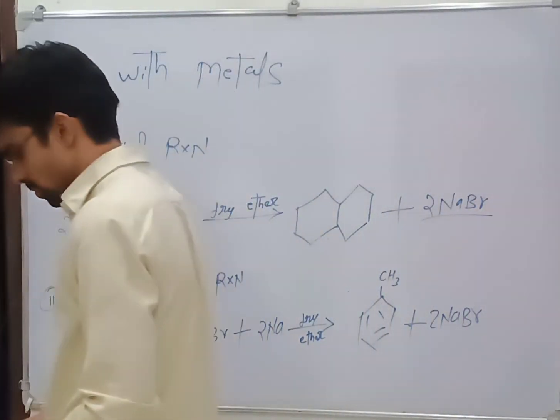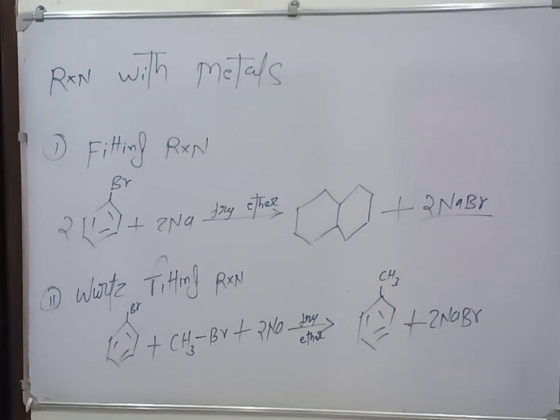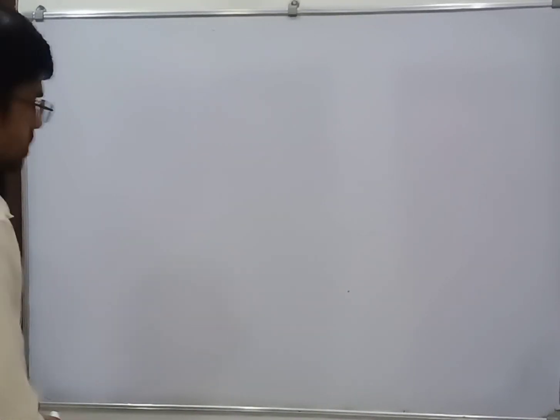So one thing you have to remember, when we react the haloalkane with sodium, it will form a Wurtz reaction. When we react the haloarene with sodium, it will form a Fittig reaction. And when we react both haloarene and haloalkane with sodium, it will form a Wurtz-Fittig reaction. Okay. So these are the reactions with metals.